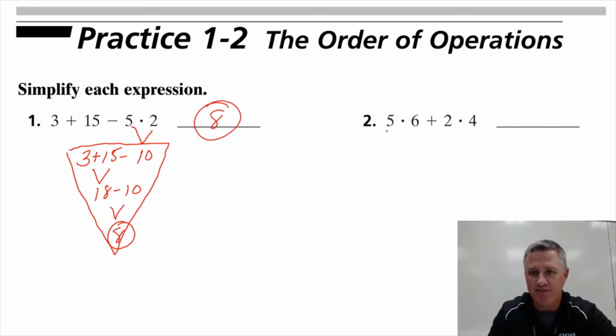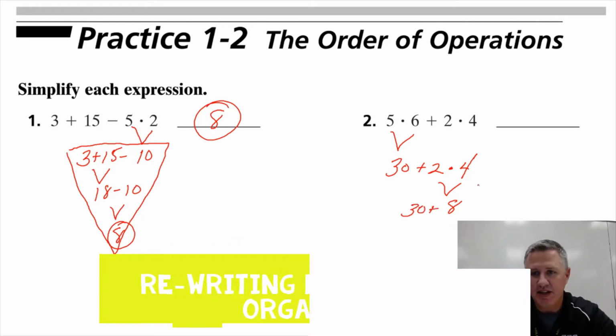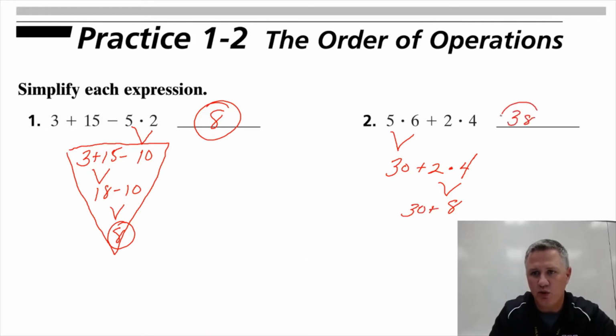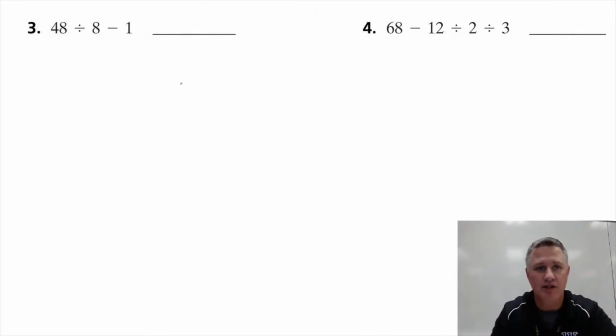All right, next one. I've got multiplication and addition in this problem. So I'm going to start with 5 times 6 is 30. And I'm going to rewrite everything, right? Because it's very tempting to do 30 plus 2 next. But 2 times 4 comes next. And 30 plus 8 is 38. You had 20 problems for homework, so we're going to work kind of quick. And if I go too fast, you can always pause or stop.